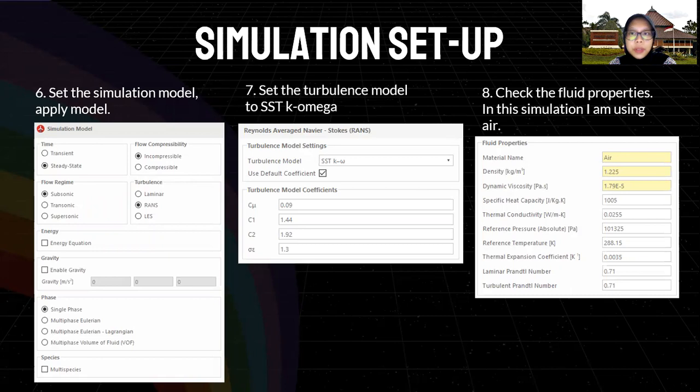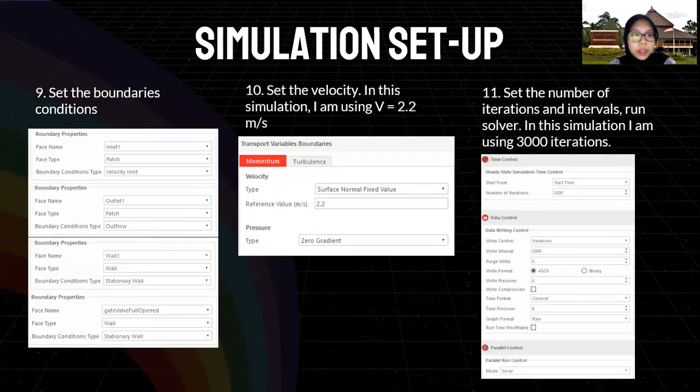And then since we're using air in the simulation, we have to check the fluid properties to make sure that the properties are correct, the density, dynamic viscosity, and etc. And then after we set up the simulation, we set the boundary conditions as mentioned previously. So we have to make sure the boundaries are correct so the simulation could go perfectly. And then in the simulation, I'm using 2.2 meter per second velocity with 3000 iterations.